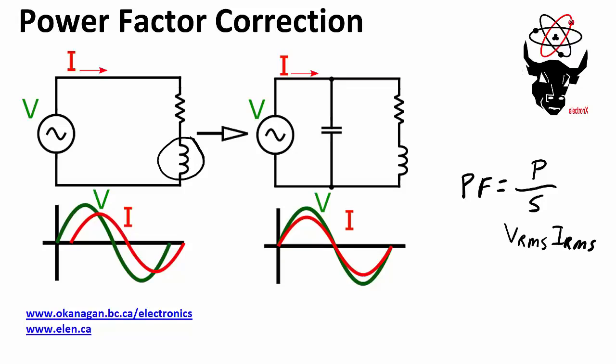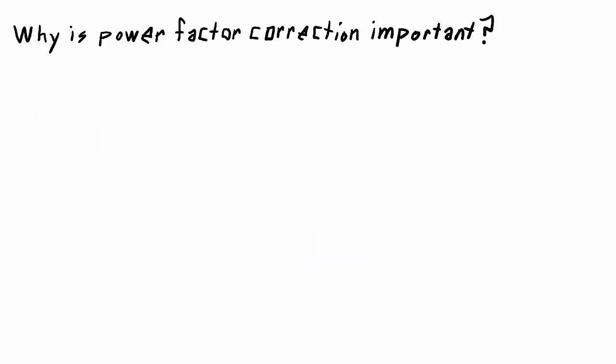So if your displacement power factor is less than 1, what do you do to the system? What kind of components can you add to the system to improve the power factor and push it closer to 1? To start with, let's take a look at why power factor correction is important. Why do we care about improving the power factor to 1?